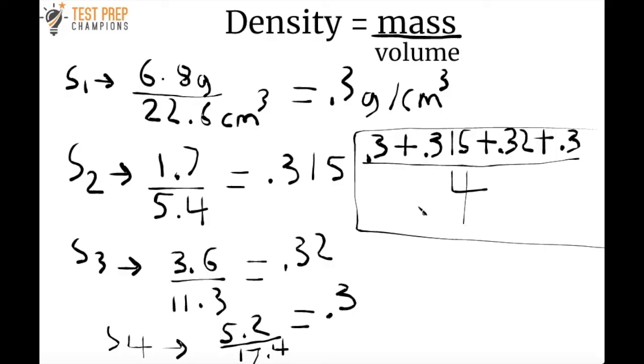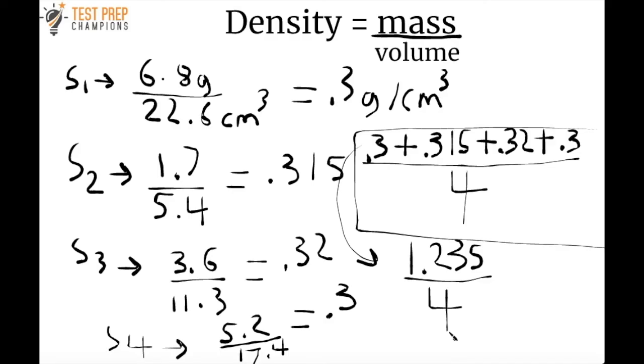So we add these up. In my calculator, I'm doing 0.3 plus 0.315 plus 0.32 plus 0.3. Let's add up all of these numbers here, and before we do our division, let's see what we get. Adding these numbers up, you should have about 1.235. Like I said, if you round a little bit differently than me, your number might be a little different, but it should not be significantly different. Then we're going to divide this by 4.